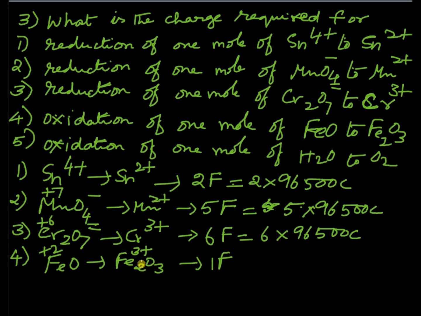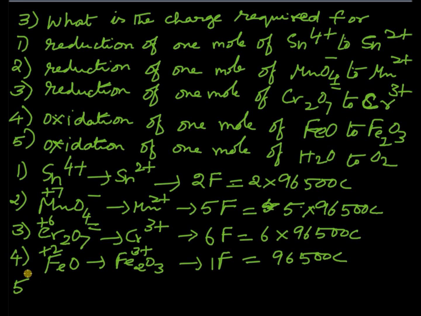Fe2 plus to Fe3 plus. Here it may be two iron atoms present, but we are only concerned with oxidation of 1 mole of FeO. So whatever may be the number of moles of Fe2O3 that you get, for oxidation of 1 mole of FeO, you consider only one atom of Fe which is in plus 2 state. So we can state the answer to be 1 Faraday or 96,500 coulombs of charge.